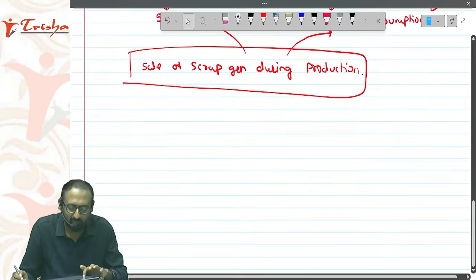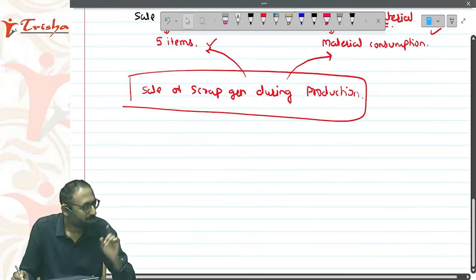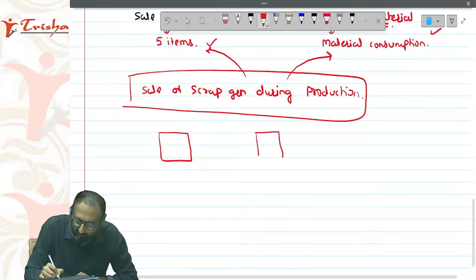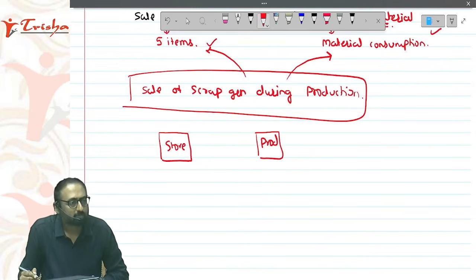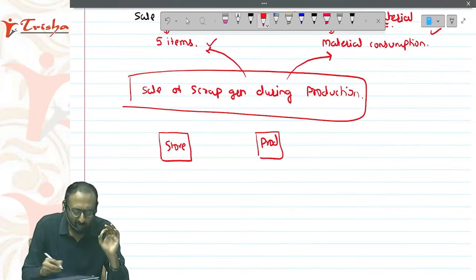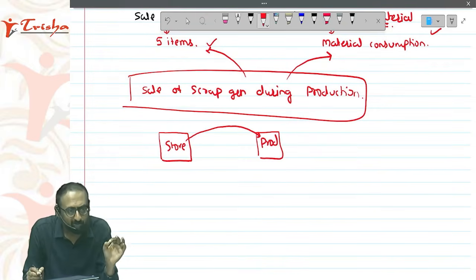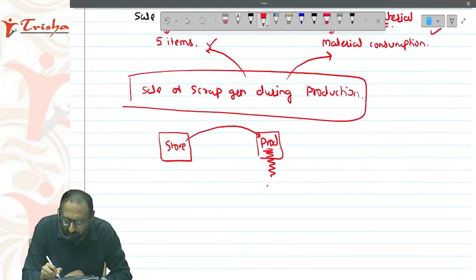Please concentrate. One student is giving the wrong answer, material consumption. No. One thumb rule I will explain today. This is your storeroom and this is your production department. Once you issue raw material to the production department and during the production wastage or scrap happens, then it will be adjusted in one of the 5 items.